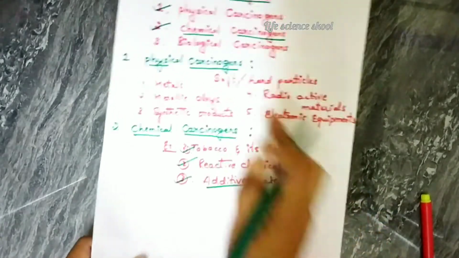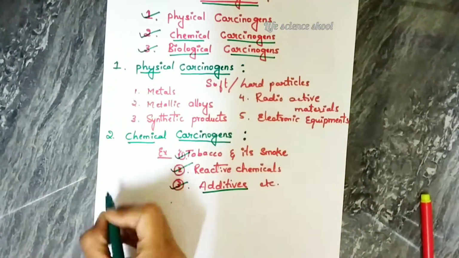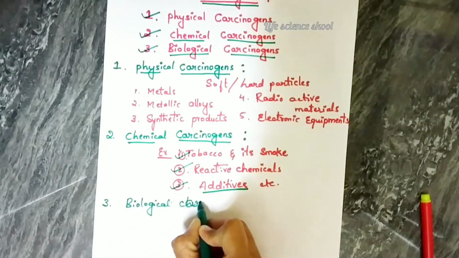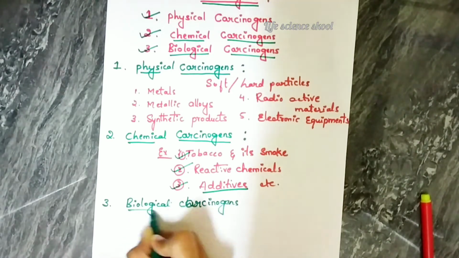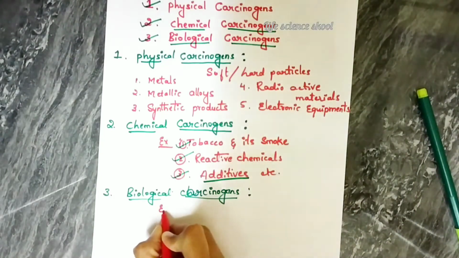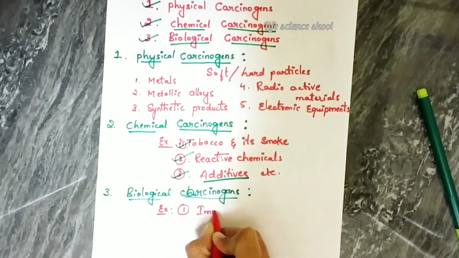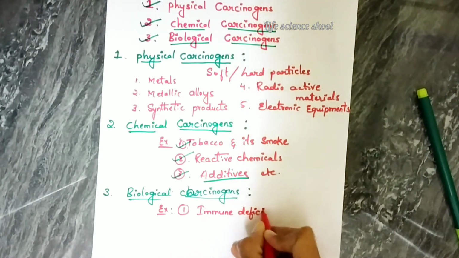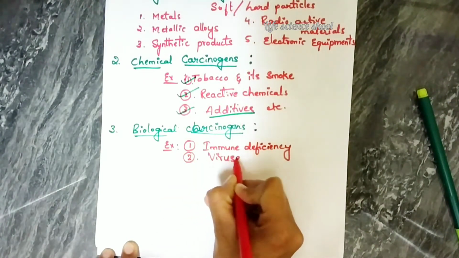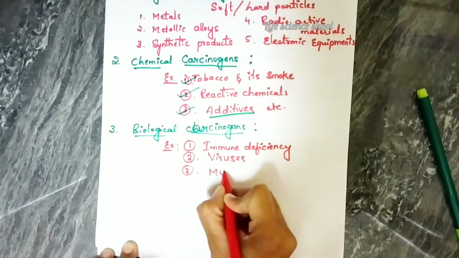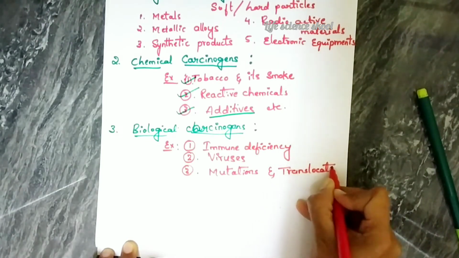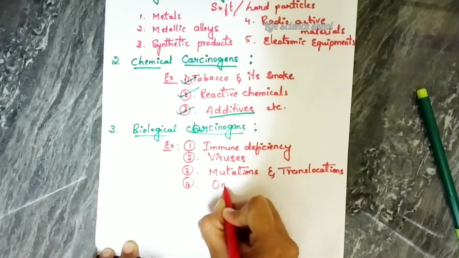Now we will move on to the third one, biological carcinogens. For biological carcinogens, the first example is immune deficiency, and then the next one is viruses. These are the biological carcinogens. The next one, mutations and translocations, and the fourth one is oncogenes.